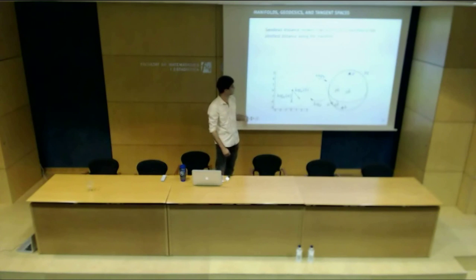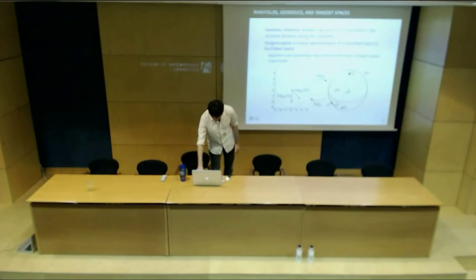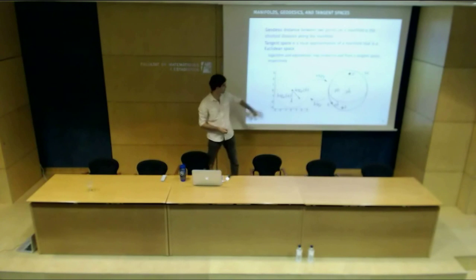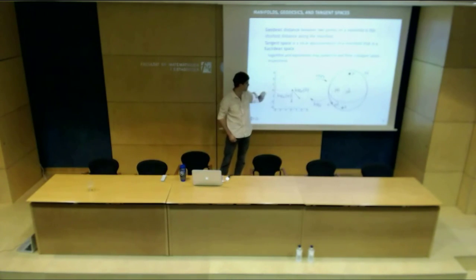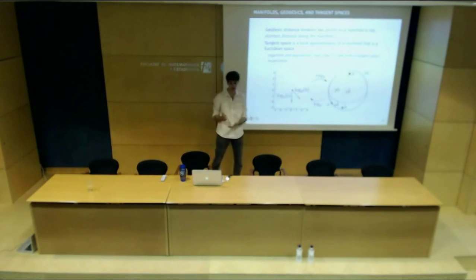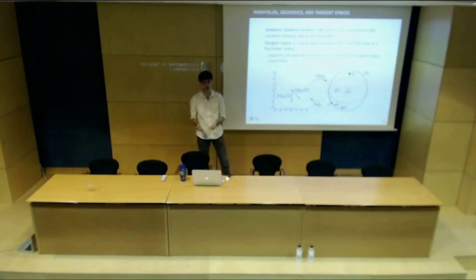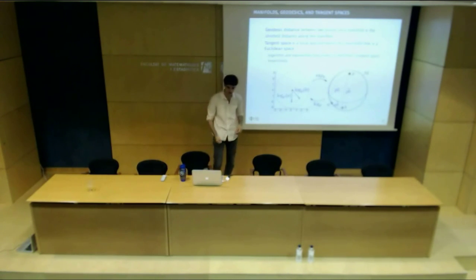A bit of a brief on this. We're dealing with geodesic distances, which are basically distances using the manifold, and we're using tangent spaces, which are a local approximation. What's important to remember is that this is a tangent space at the point P. All the Euclidean distances in this tangent space with the origin are geodesic distances, but distances between arbitrary points are not geodesic distances, they're an approximation.